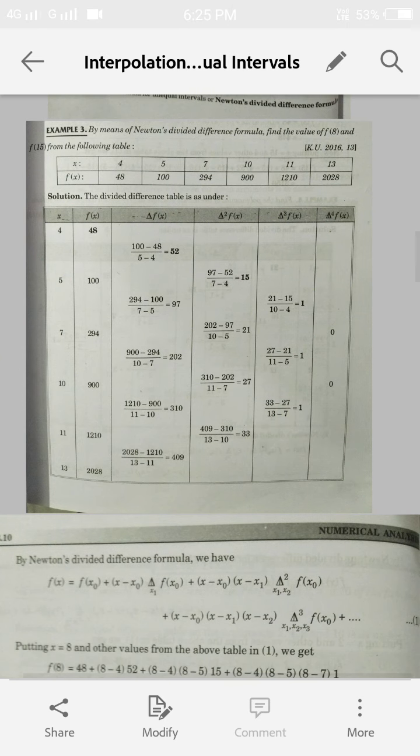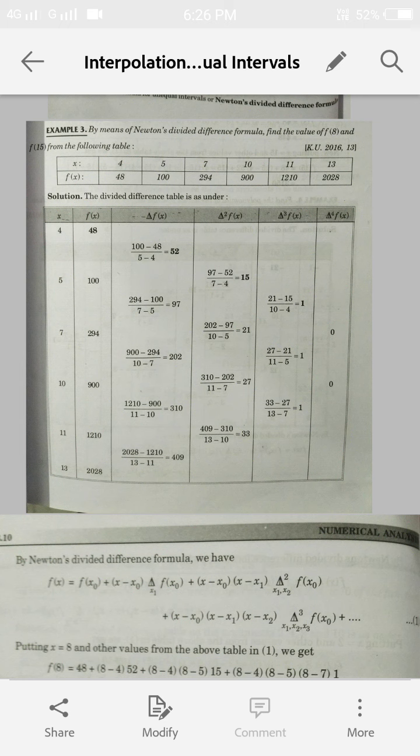Now look at the problem. Here we are to find the value of f of 8 and f of 15 from the given table. We are given the table, and here we are given the values of x and their corresponding values of f of x. If we look at the values of x, these are 4, 5, 7, 10, 11 and 13. Here we see that these values are not equally spaced. So first we construct the divided difference table. And what is the method to construct this?